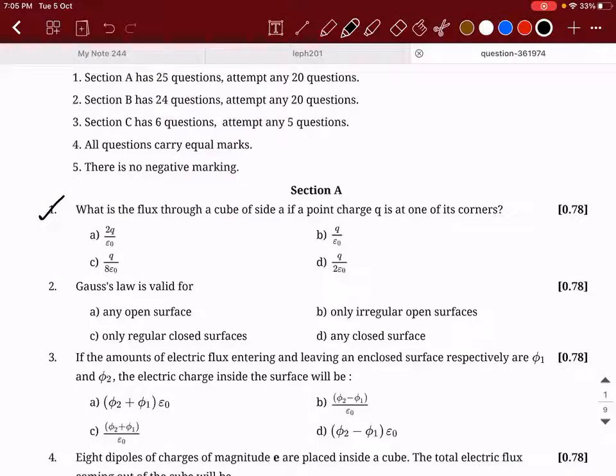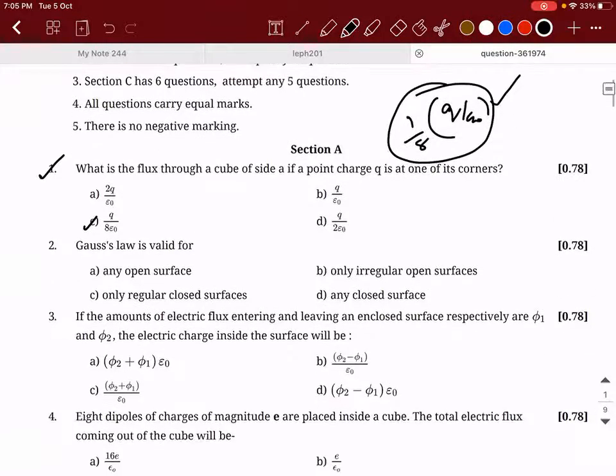Q by 8 epsilon naught, sir. Option C, sir. Correct. So flux through the whole cube is Q by epsilon naught. So how many corners are there? 8 corners. So it will be 1/8 of this. I hope everybody knows this, right? So what does Gauss law state? Flux is equal to Q divided by epsilon naught.